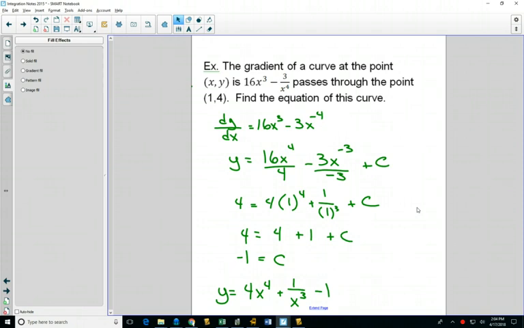This is good. Integration, no problem. Related rates, let's not talk about it. Integration, no problem.